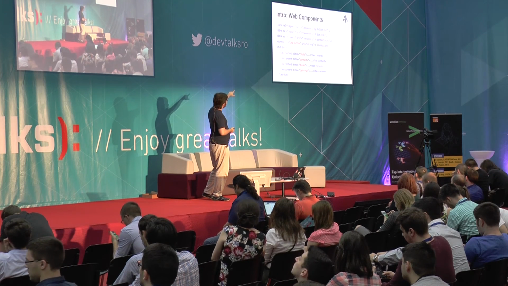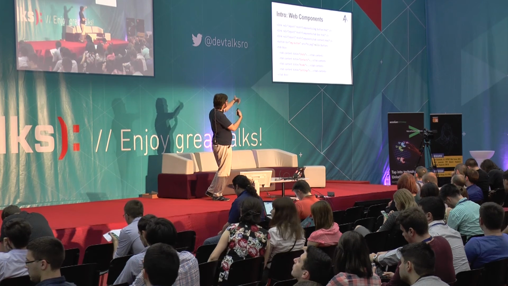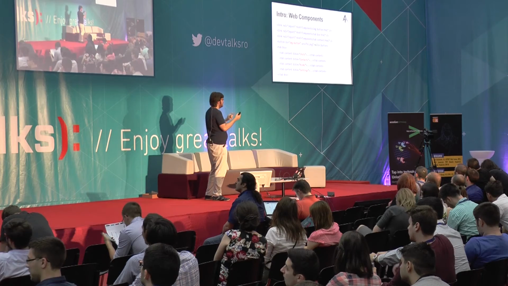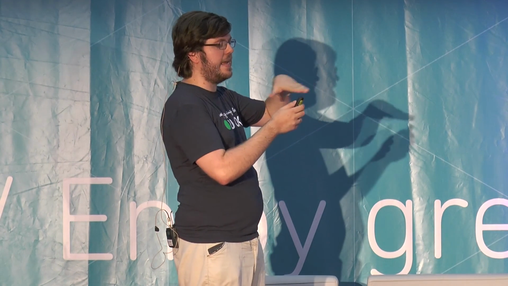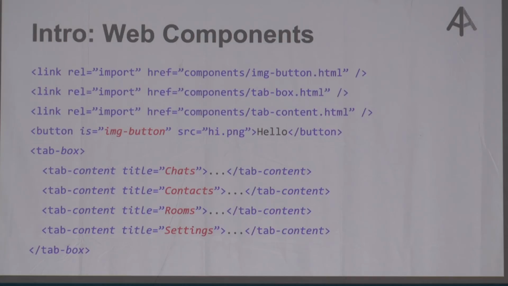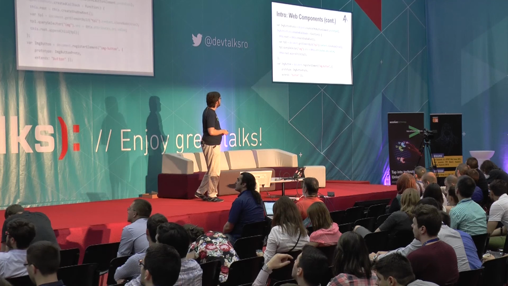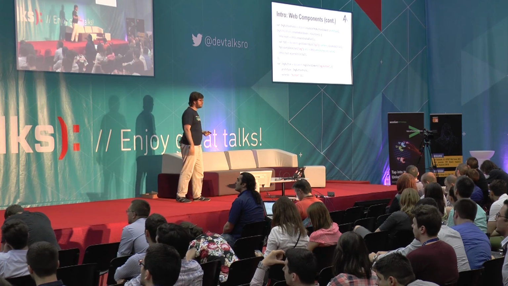And then we put them together, like we can either extend elements that are already there, like button. Button is image, button is then a button that shows an image as well. A tab box is something that has multiple tabs in there, and then you have a couple of tabs with content in there. So you can write HTML and extend it. So basically you can create new HTML tags yourself. And it looks more or less like this. So we create a prototype object, and then we register a new element with the name of the tag and this particular prototype, and say if it extends something or not.